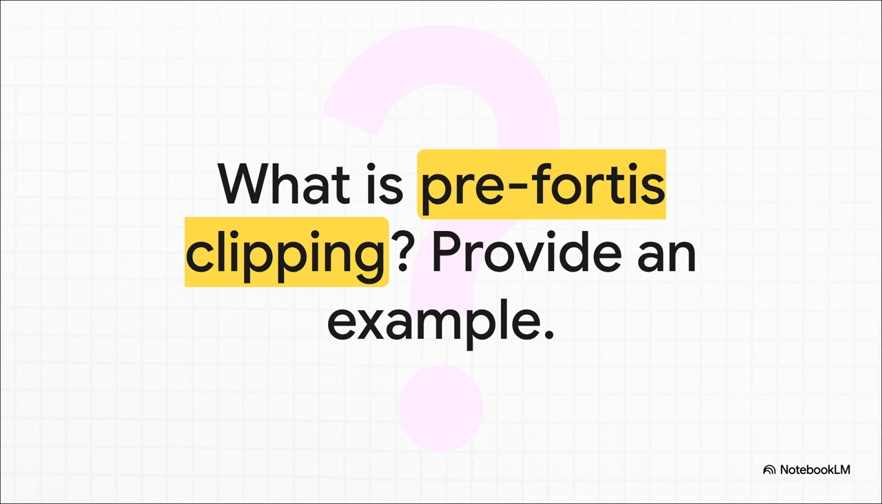And here's the final question to wrap up our explainer. What is prefortis clipping, and can you provide one IPA example? Come on, we literally just covered this. It's the shortening of a vowel before a voiceless consonant in the exact same syllable. And your example could be bit being shorter than bid, or maybe caught being shorter than cod. If you nailed that, you are officially prepared.